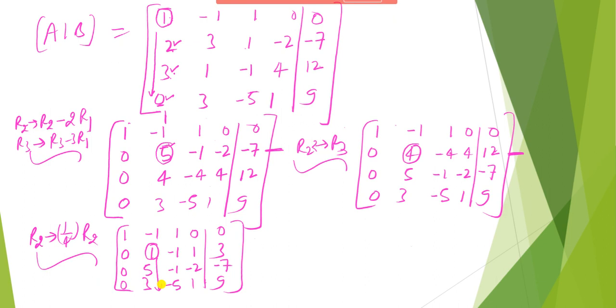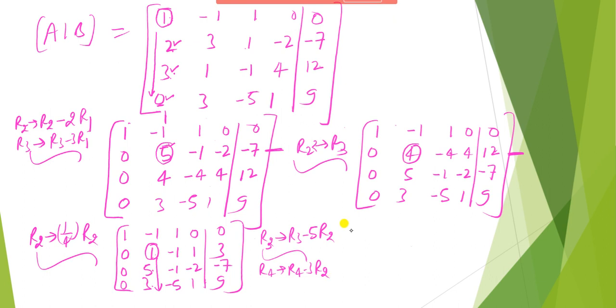So by using the row elementary operation, because if we subtract 5 times of R2 from R3, then 5 minus 5 is 0, and 3 times of R2 from R4, then 3 minus 3 is 0. So here the row elementary operations are R3 is R3 minus 5 times of R2, and R4 is R4 minus 3 times of R2.